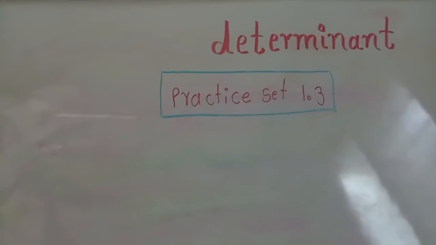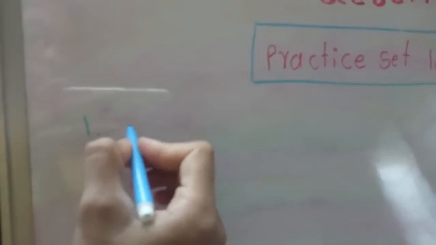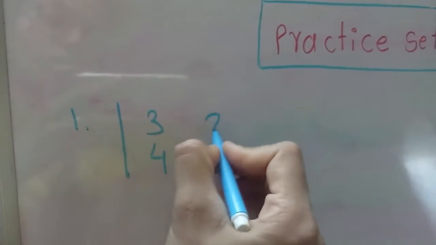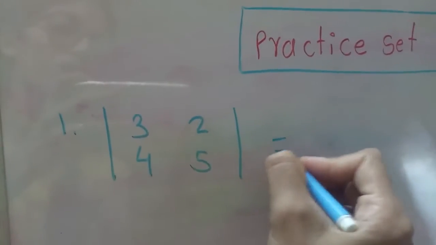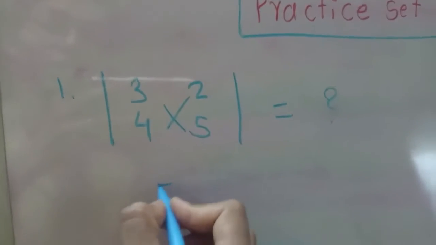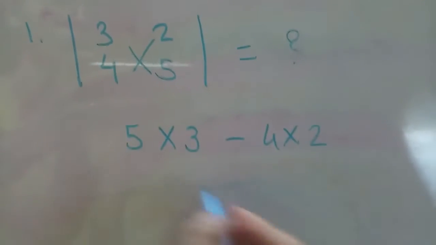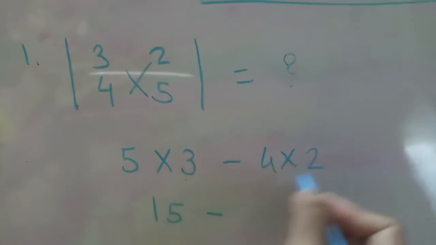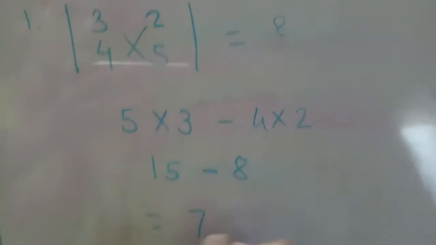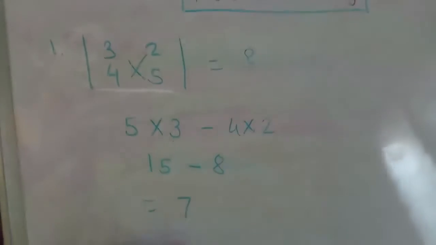So practice set 1.3. First question is determinant of 3, 4, 2, 5. Find the value of the determinant. So here is a cross multiplication: 5 into 3 minus 4 into 2. 5 3s are 15 minus 4 2s are 8 is equal to 7. So the value of the determinant is 7.